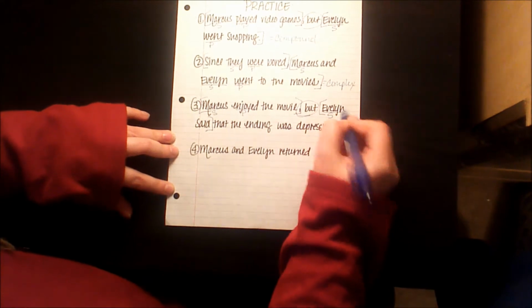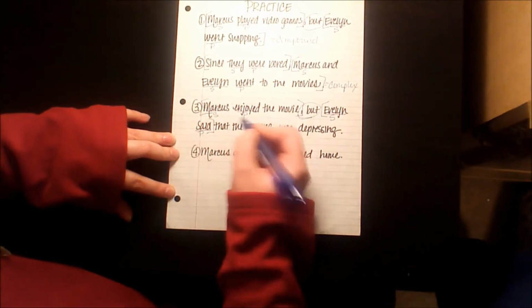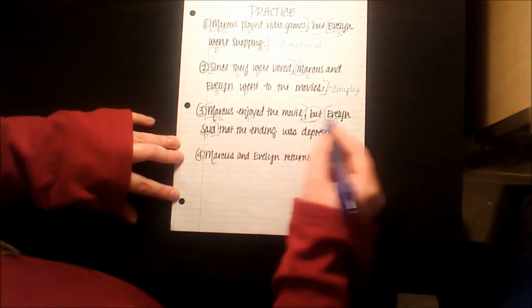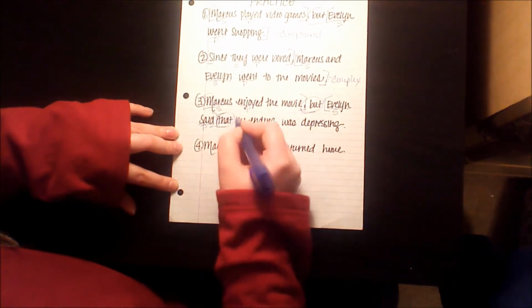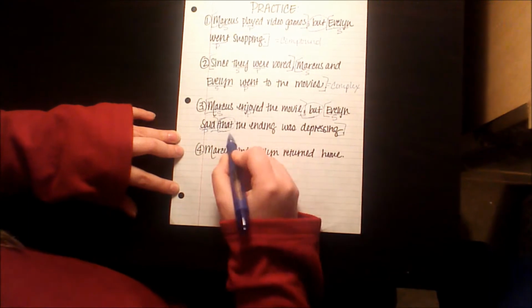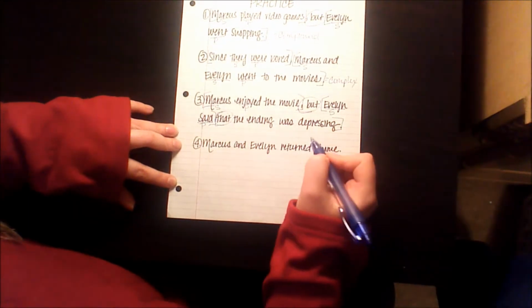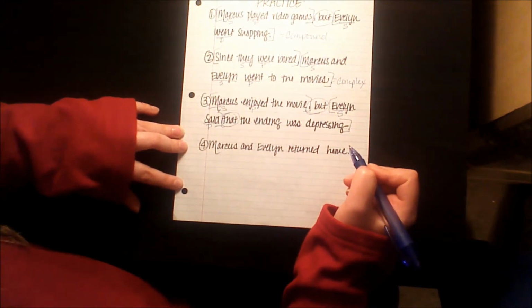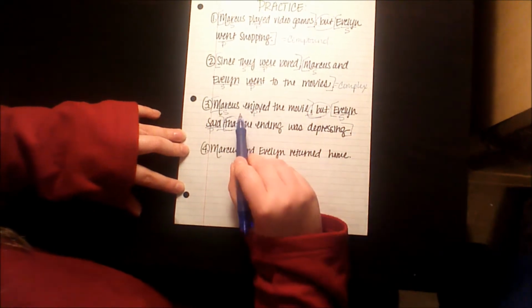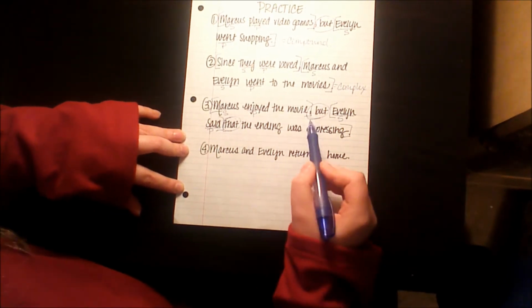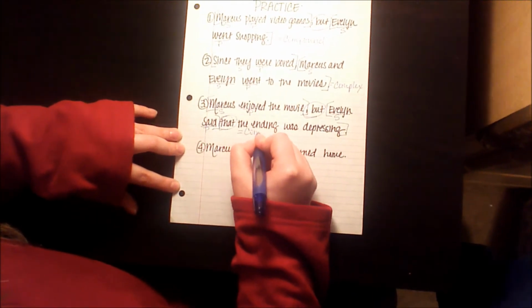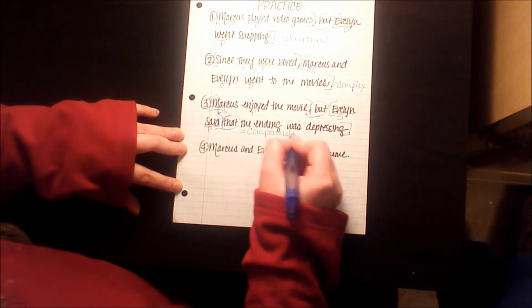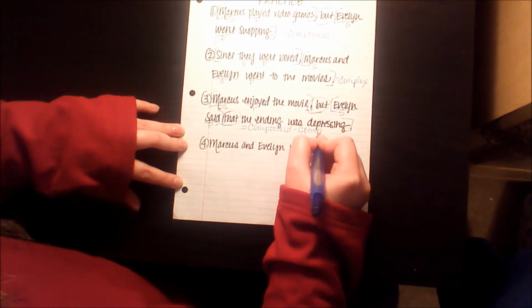Evelyn is our subject, said is our predicate, and the reason why I say this is separate from this is because this is our subordinator, which separates the 2. So that the ending was depressing, we know it's a dependent clause because you need more information. So when you have 2 independent clauses and a dependent clause, you have a compound complex sentence.